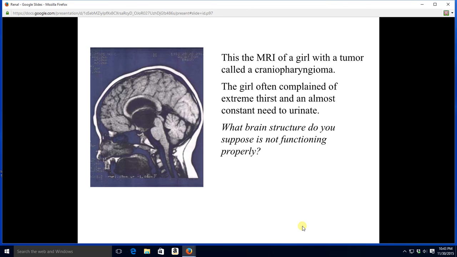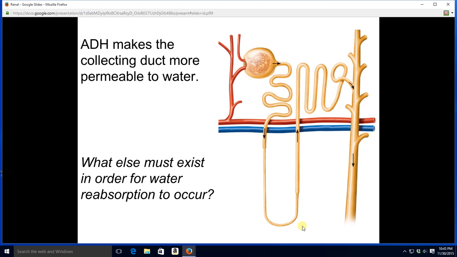All right. So we mentioned that ADH makes the collecting duct more permeable to water. Oops, and I just lost my microphone off the top of my head. Note to self, don't lean forward and try and pick something up off the floor while wearing headphones and a microphone, because it can fall off.